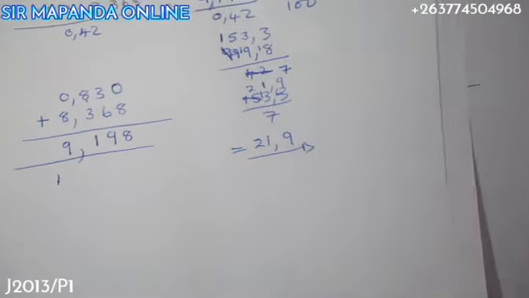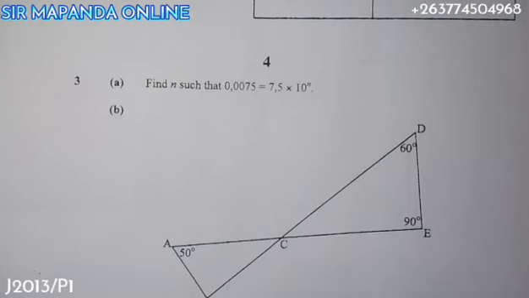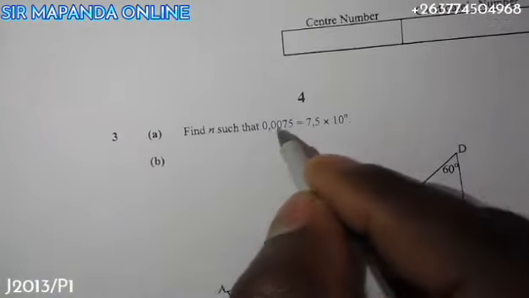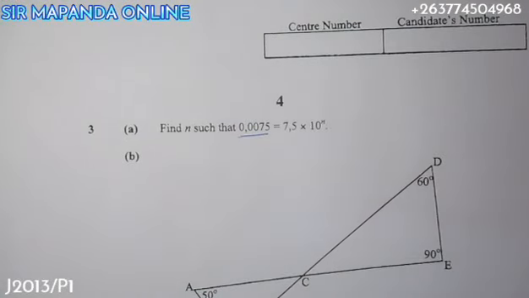Let us move on to question number 3. Find n such that 0,0075 is equals to 7,5 times 10 to the power of n. So what you need to do, you simply convert 0,0075 as a number in standard form.